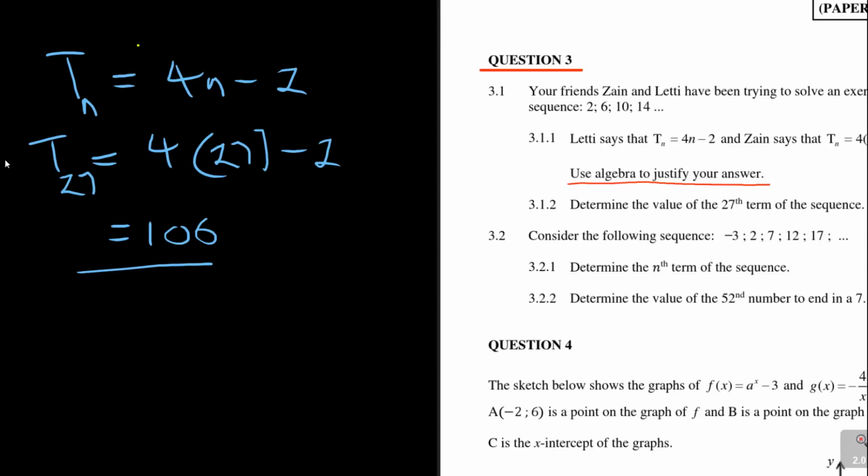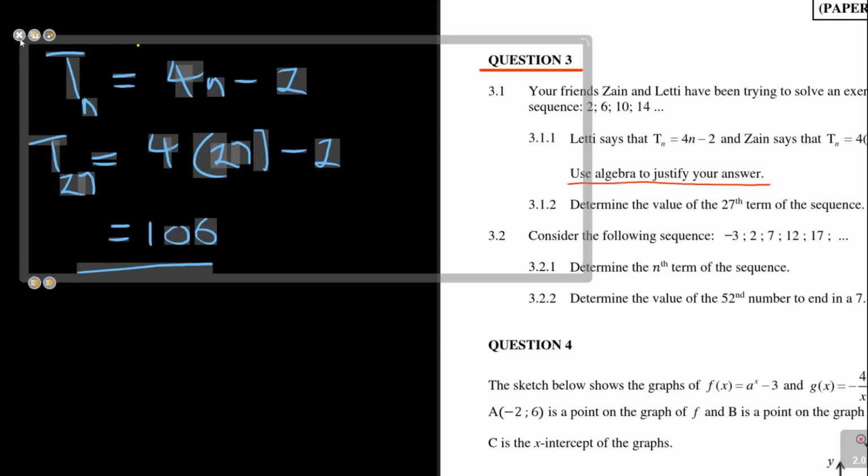That is T27. Alright, so that is that, guys. It mustn't be difficult.